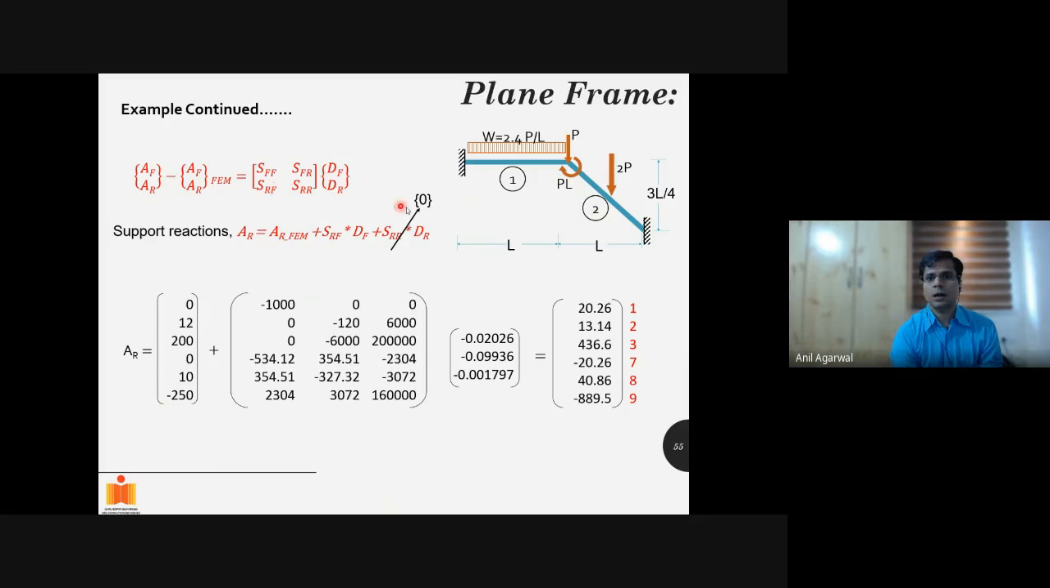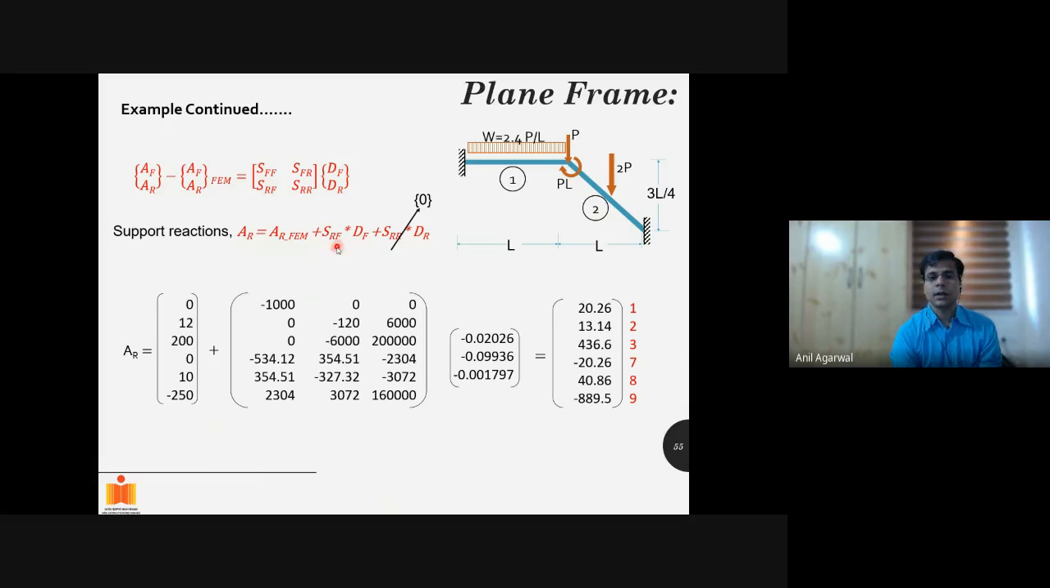The AR are the forces at the locations where movement is restrained, which is nothing but your reaction forces. So AR minus AR FEM. We can get AR FEM values also. AR minus AR FEM is equal to SRF DF plus SRR DR. Again, SRR DR will be 0 because DR is 0. So that part will go away. But what you are left with is AR minus AR FEM is equal to SRF DF. Correct? Or in other words, AR is equal to AR FEM plus SRF DF.